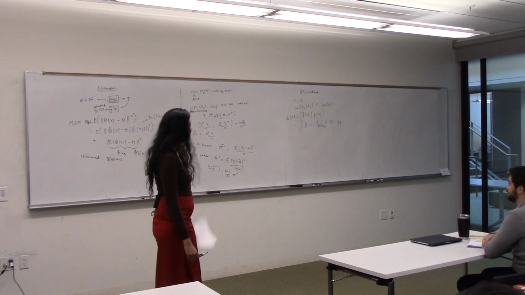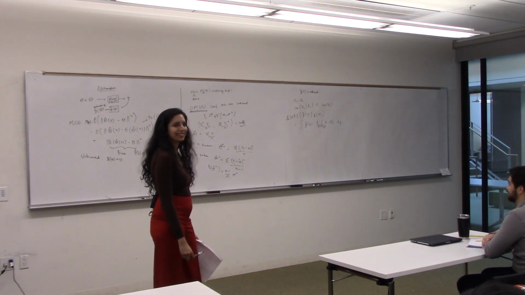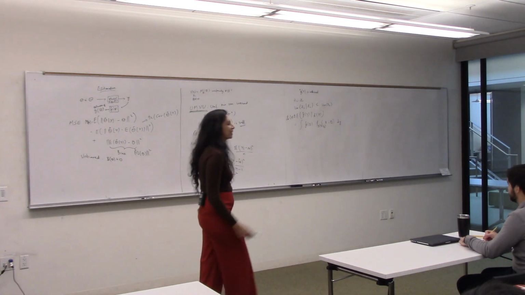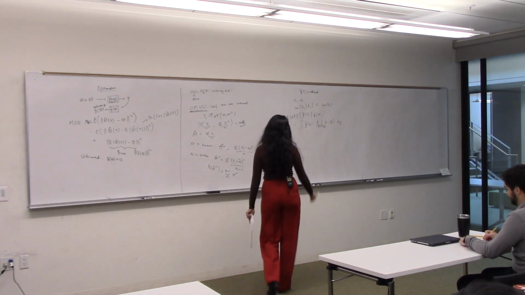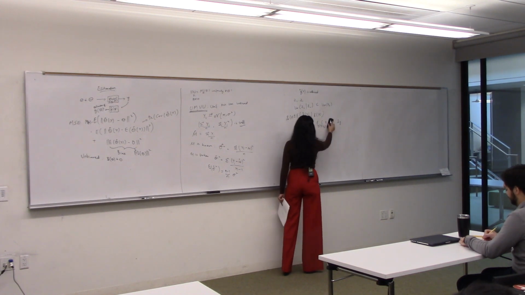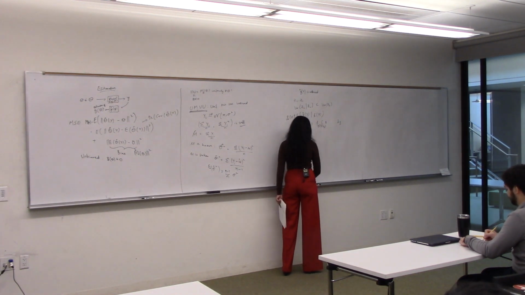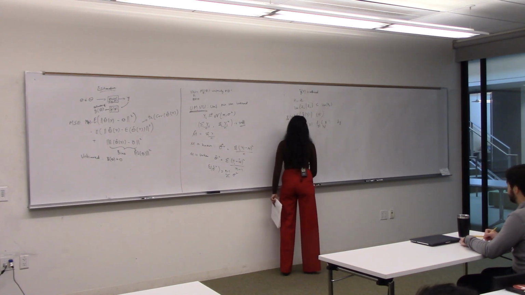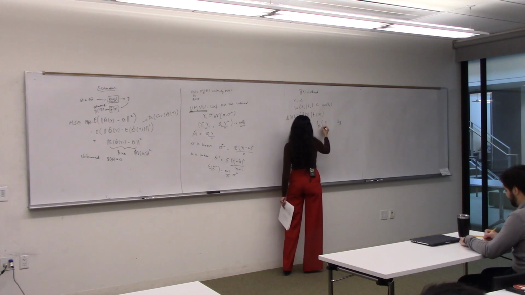I gave the hint. H of y is sufficient. Exactly, right? So when it's a sufficient statistic, this conditional distribution has no dependence on theta. Right? So let me now relabel this as T of y because that's what we've been using in all the notation.